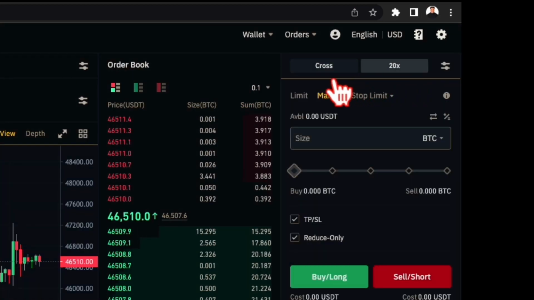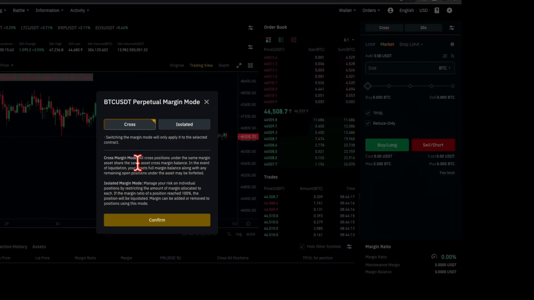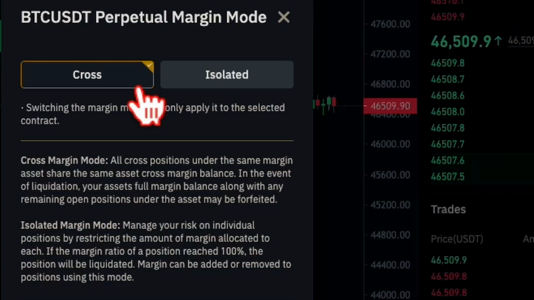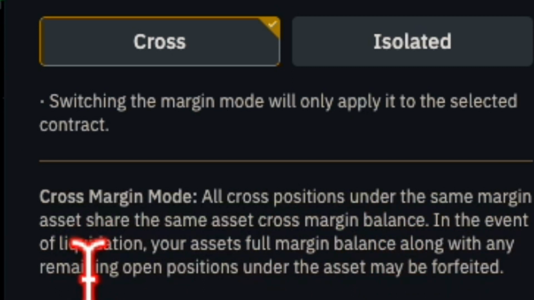Next thing we're seeing is cross. We have 2 types of margin on Binance. We have cross margin, we have isolated margin. Cross margin simply means that your money will cut across all your various platforms. So all cross position under the same margin asset share the same asset across margin balance. In the event of liquidation, your asset full margin balance along with any remaining open positions under the asset may be forfeited. I told you when we talk of margin, we're talking of borrowing money.